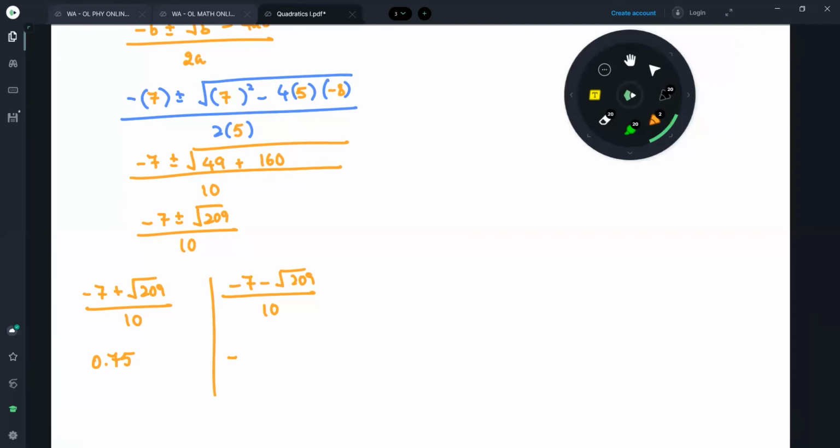The second one is minus 7 minus 1, square root 209, whole thing divided by 10. So mine is coming to minus 2.14. Same, sir. Minus 2.14. Is it minus 2.14 for all of you? Can I say yes, this is minus 2.15? Yes or no? Yes, sir.